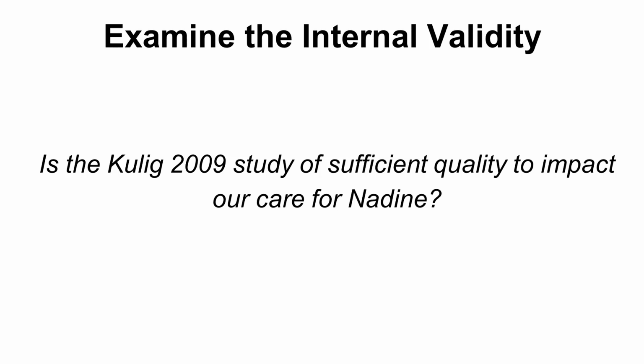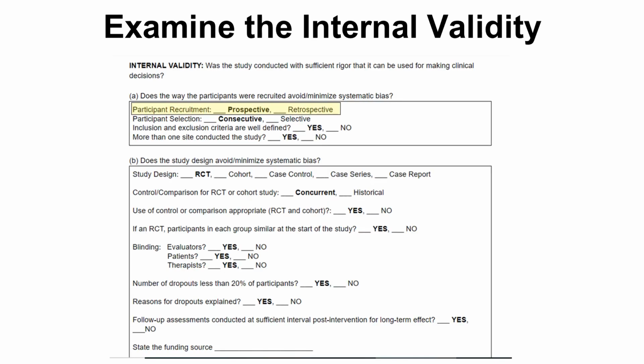Now moving on to examining the internal validity of the study. The question that you're asking when you're looking at internal validity, is the Kulig 2009 study of sufficient quality to impact our care for Nadine? So how do you examine the internal validity? You just go back and fill out the form that I showed you at the beginning of the presentation. Here is a screenshot of the internal validity section for that form.